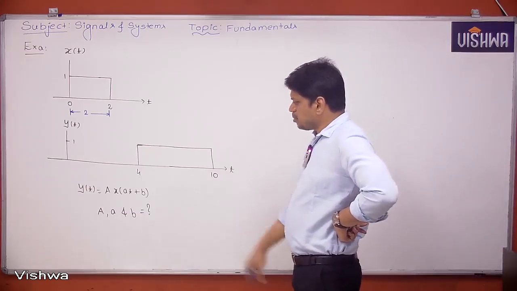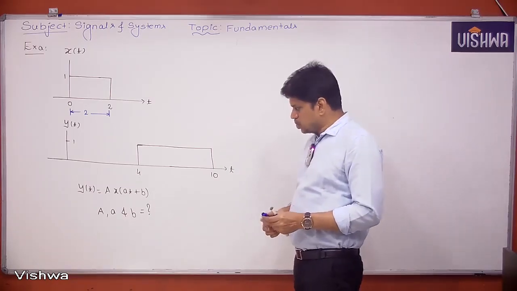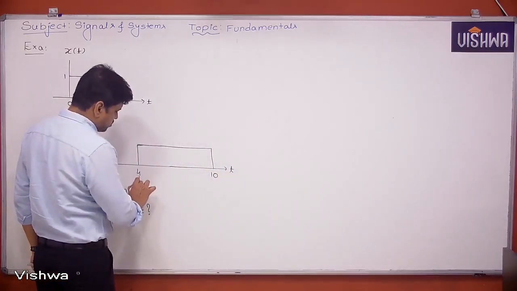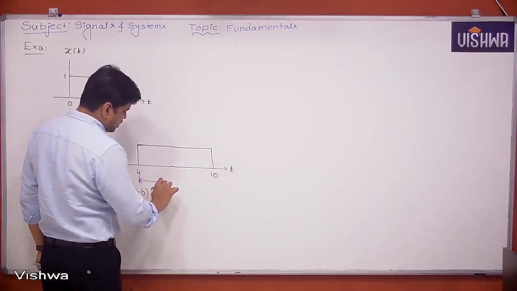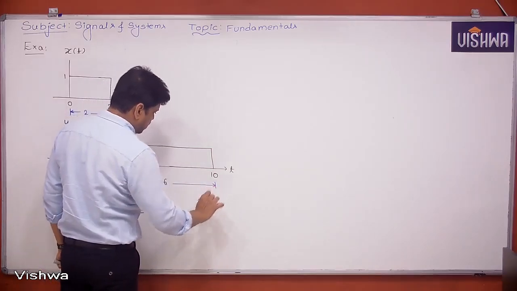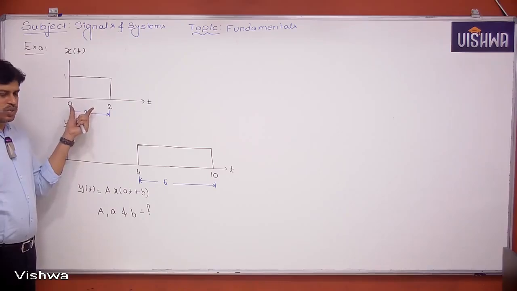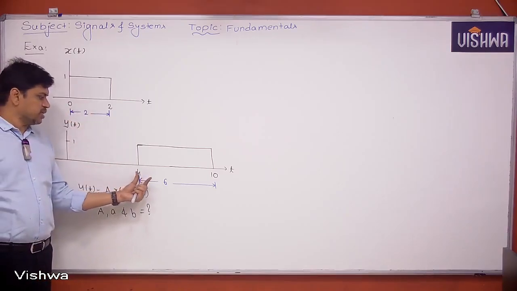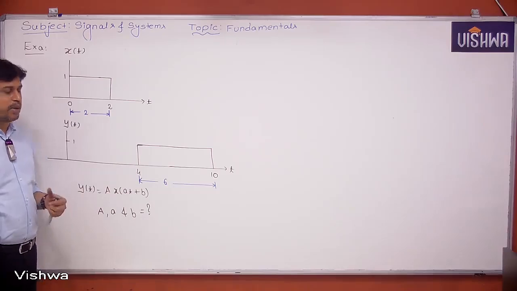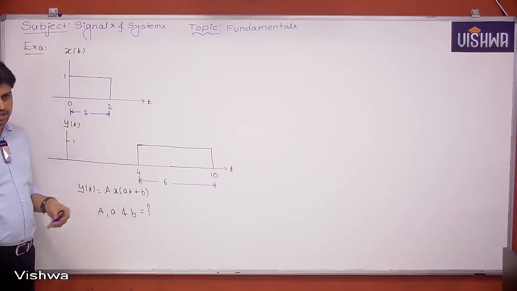So again capital A value is equal to 1. Now we have to find out small a value. So let's see. What is the width of the signal here? The width of the signal is 4 to 10, that is nothing but 6 seconds. That means the width of the original signal is 2 seconds, whereas y of t is 6 seconds. That means the signal got expanded. By what factor? By 3. So 2 became 6.